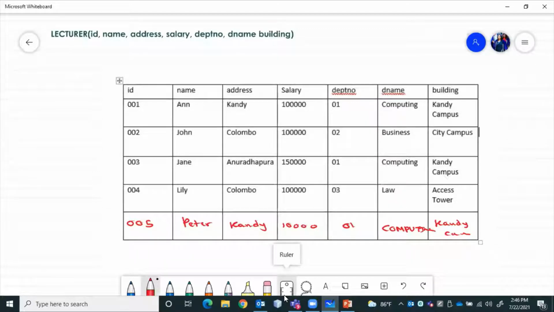Think about an SQL query. You want to retrieve the lecturers, the lecturer's names, who are working in the computing department. So then what are we supposed to give? Select, okay, let's say name, since we are interested in the names. Select name from the lecturer relation.